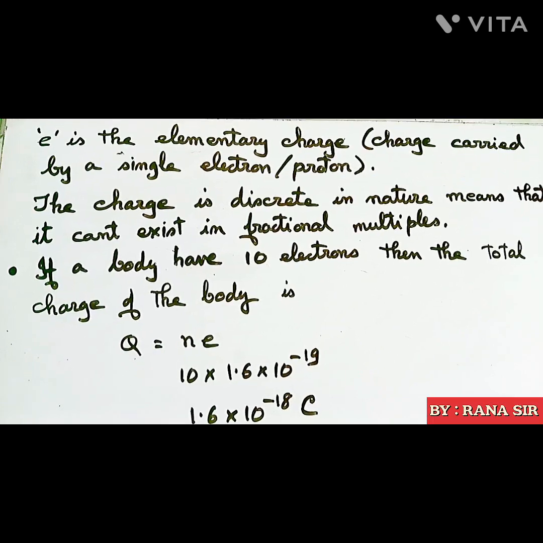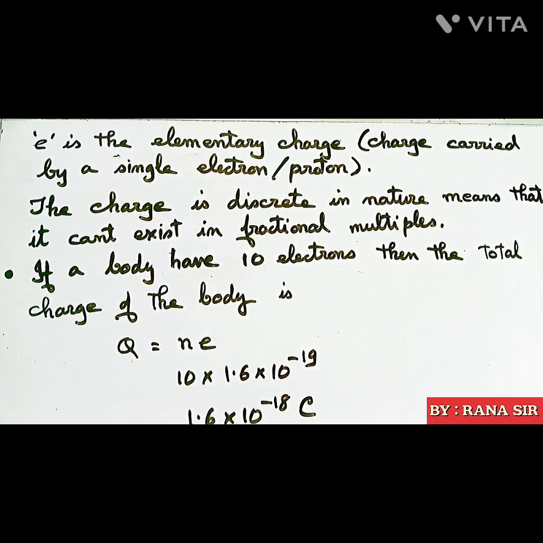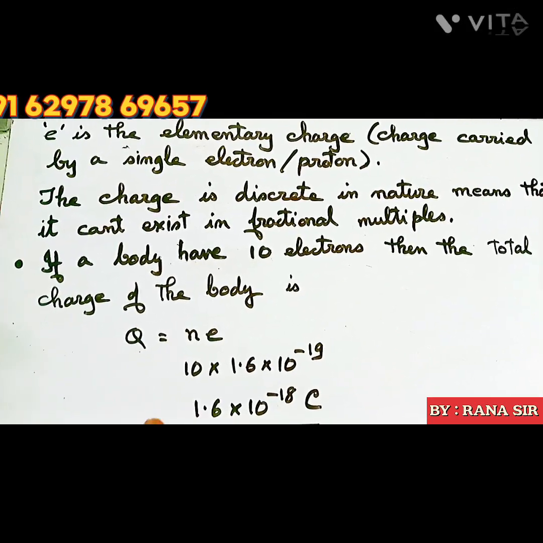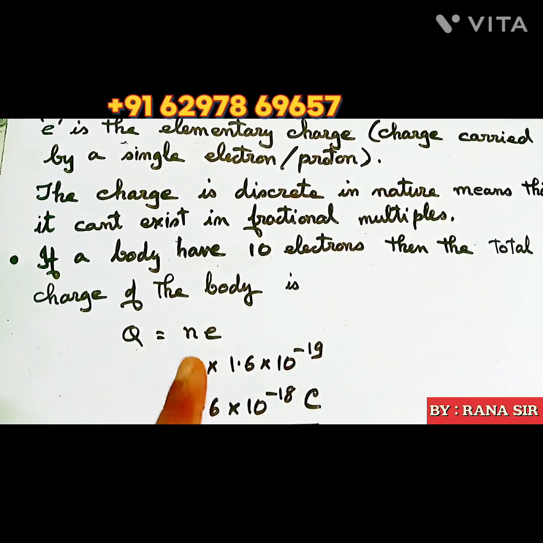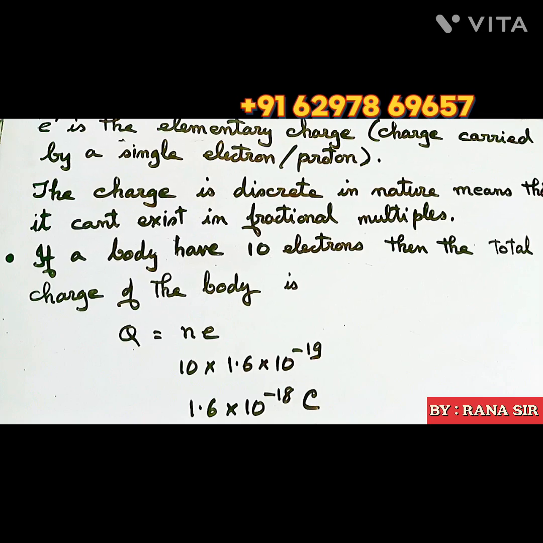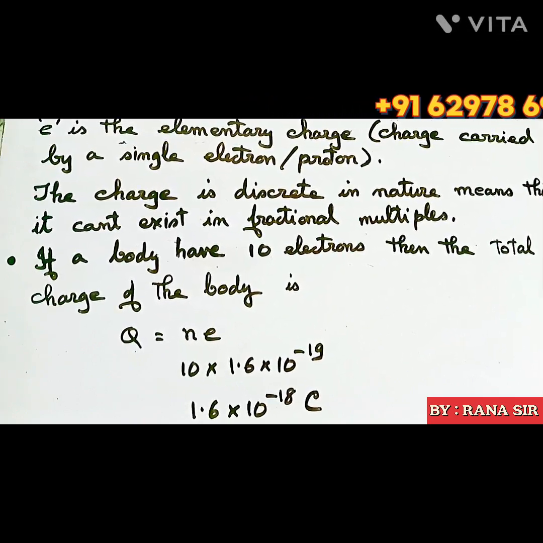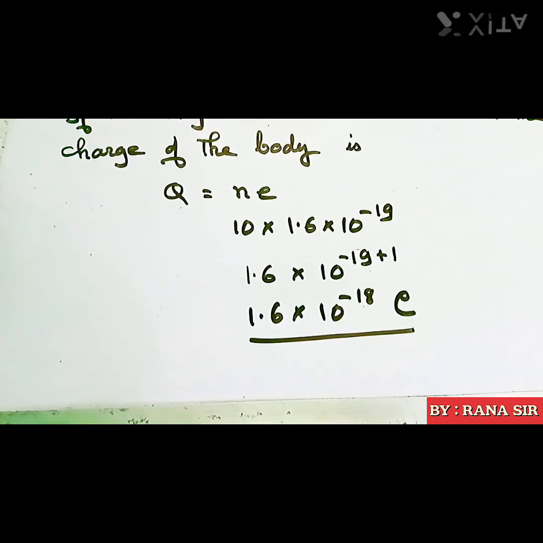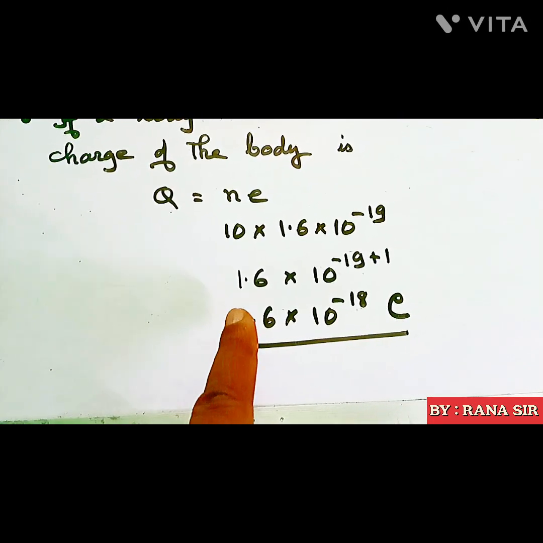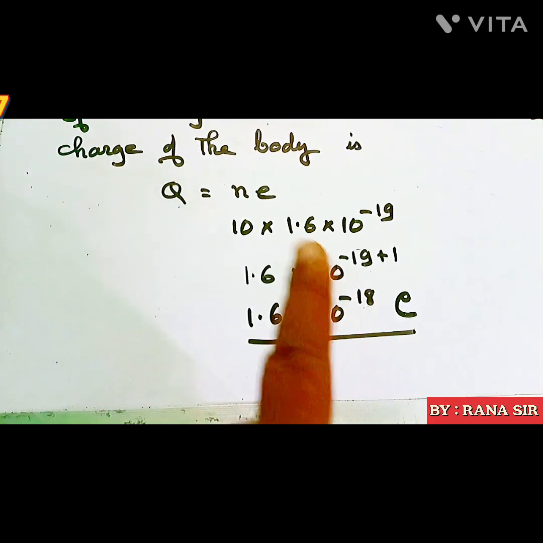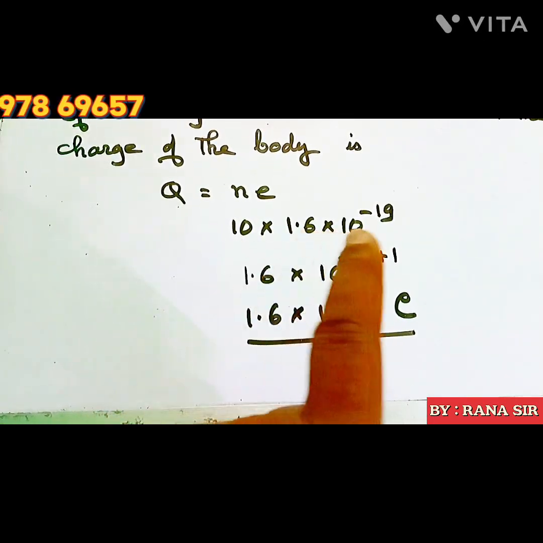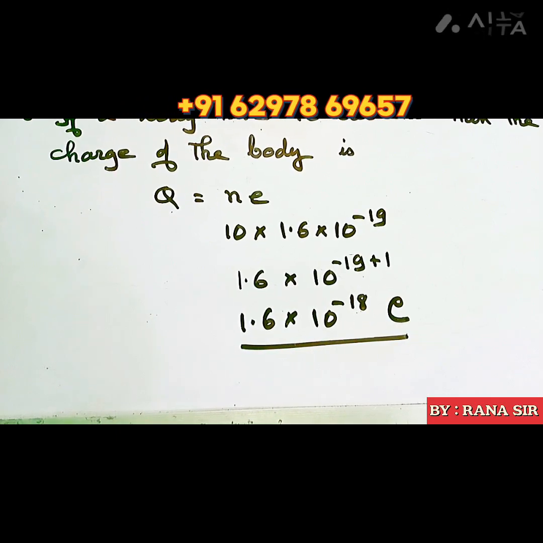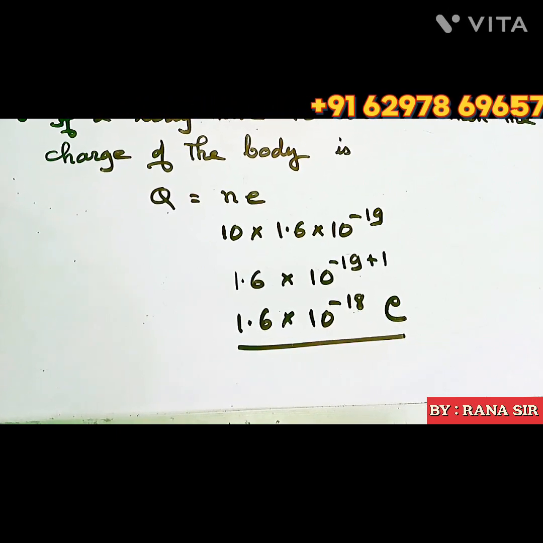Let's understand with an example. If a body has 10 electrons, the total charge of the body is Q is equal to NE. How many electrons? 10 electrons. So 10 into the charge of one electron, 1.6 into 10 to the power minus 19. So what will be the answer? 1.6 into 10 to the power 1 times 10 to the power minus 19. We add the exponents: minus 19 plus 1 is minus 18.